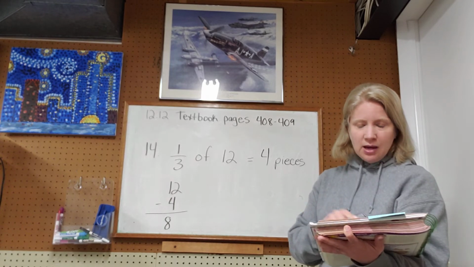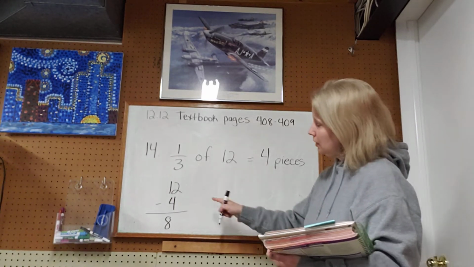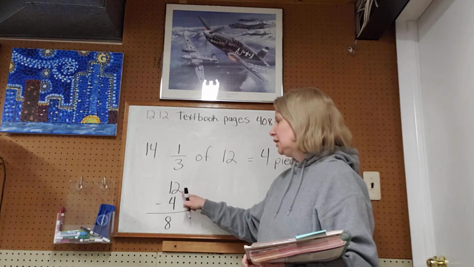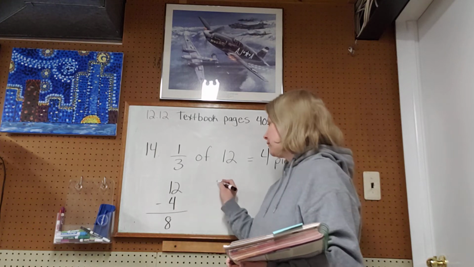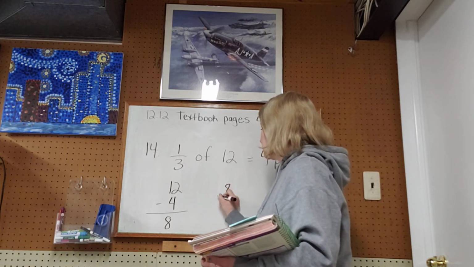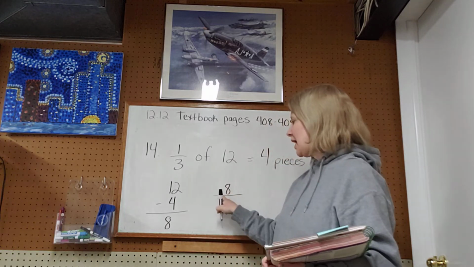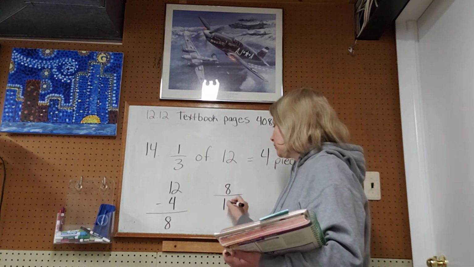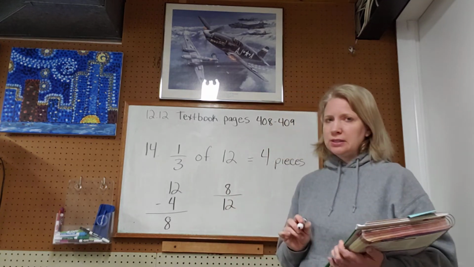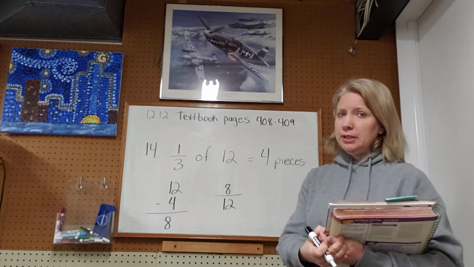So what part of the cake was not eaten? They had 12 total. They ate 4 of them, and 8 were left. So 8 was left, and the whole was 12. So 8/12 was left, and we can reduce that to simplest form.